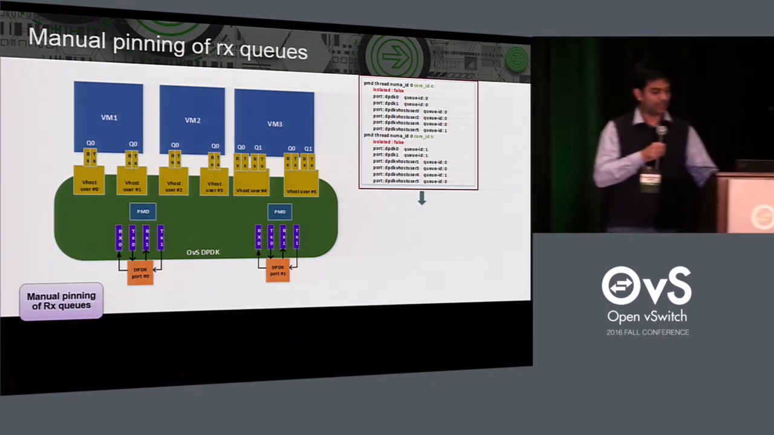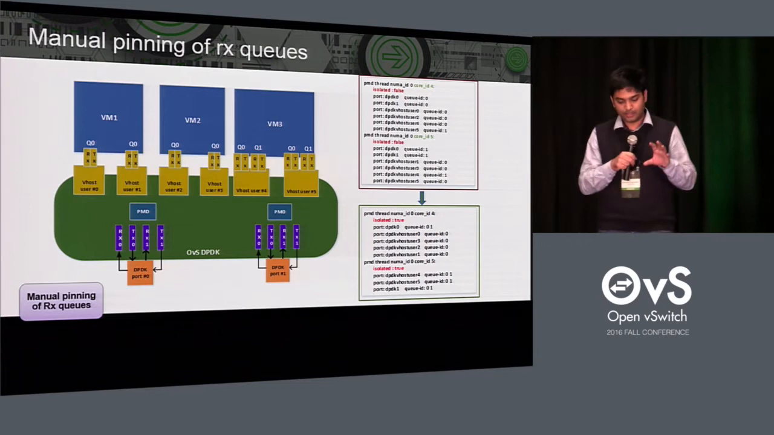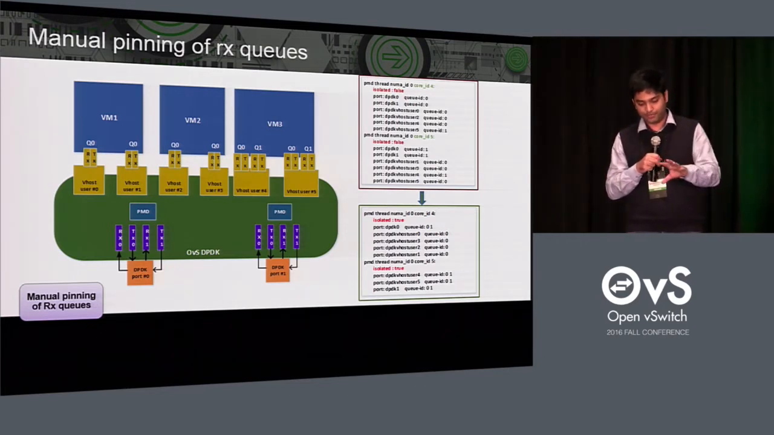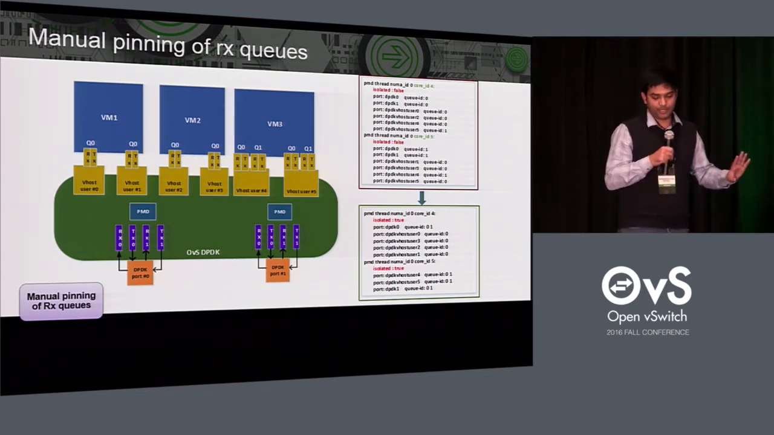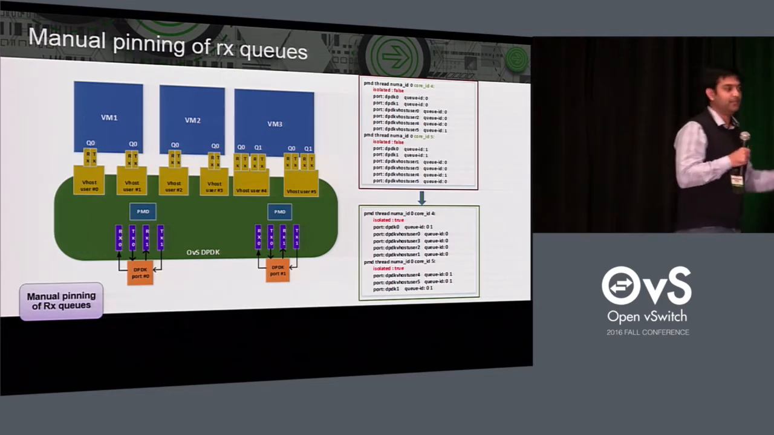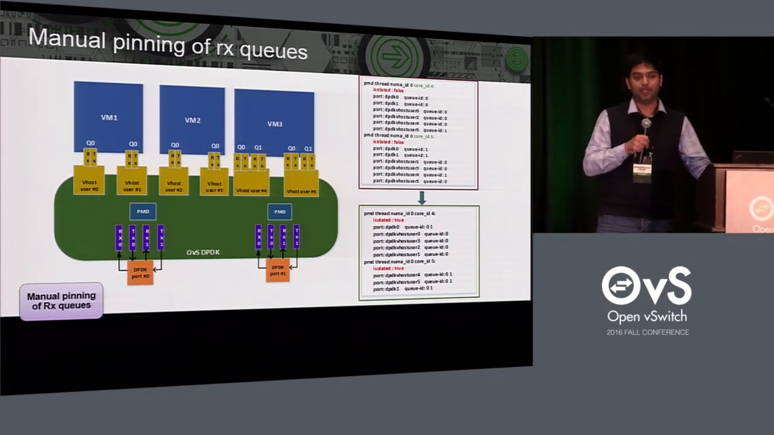And this is what it would look like. In this case, all the queues of the VM3 and the DPDK port 1 are pinned to the PMD thread running on core 5, and the rest of the queues would be polled by the PMD thread running on core 4. And this is a pretty interesting feature because you can choose and you can manually pin the queue to the respective cores.